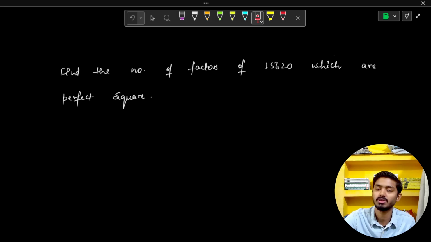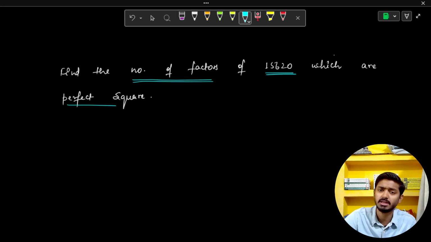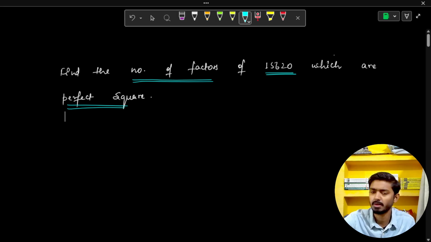Today we are going to learn how to find the number of factors of a given number. These types of questions are quite common in SSC exams, where they ask you to find the number of factors of a given number. There may or may not be some conditions involved, but we are supposed to find the number of factors, okay? So we are going to learn about this. Let's start.